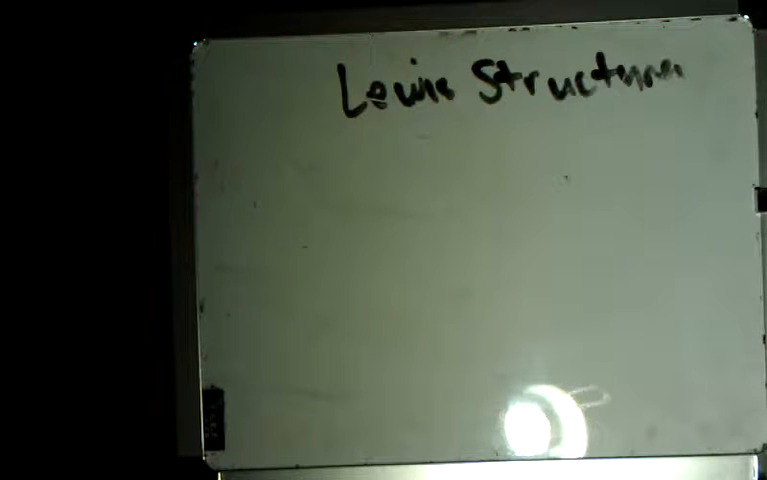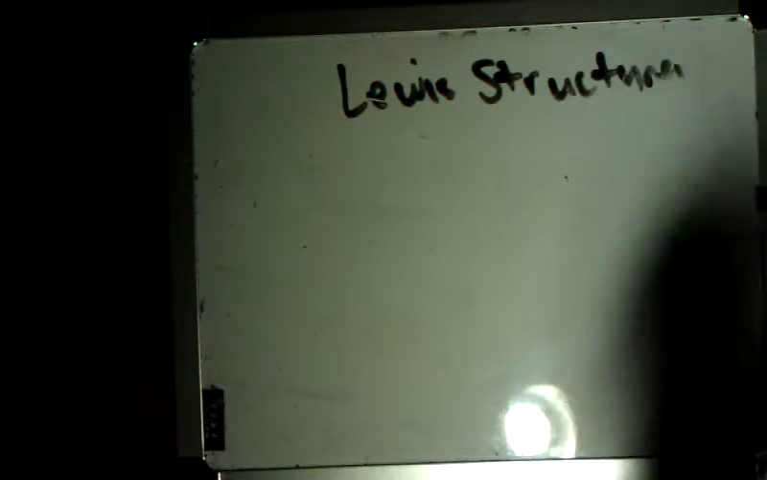So this video is going to be about Lewis structures. So the thing about Lewis structures, we obviously have to start with some type of element. Let's start with NO3-. So in here we want to count the number of valence electrons in each molecule.